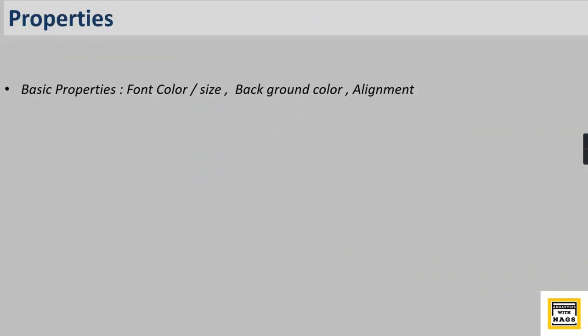So what things you can expect: basic properties like font, color, size, background, alignment, and hide or unhide, then sorting of a table, then repeat headers of a table. Those things I'm going to cover. There are a lot of other properties you can explore, but once I showcase all these properties, you will understand how you can explore other properties as well. That is the main agenda of this video.